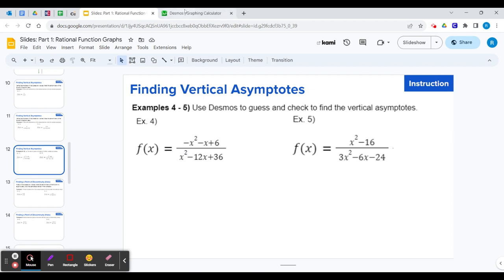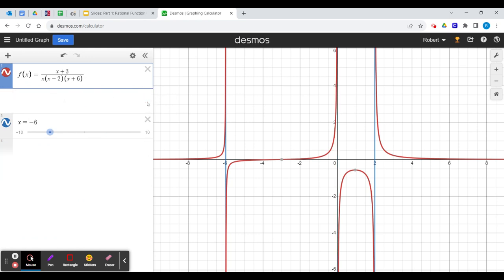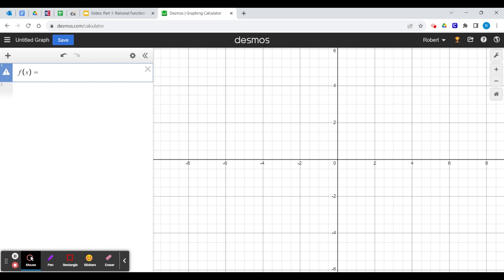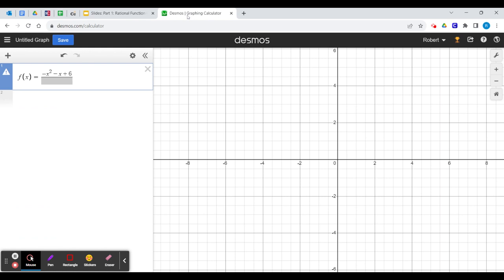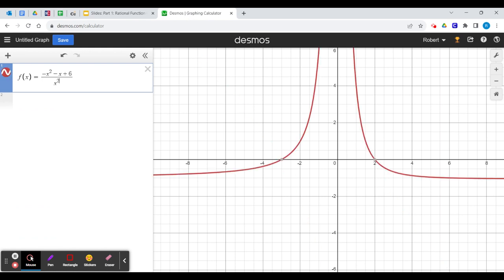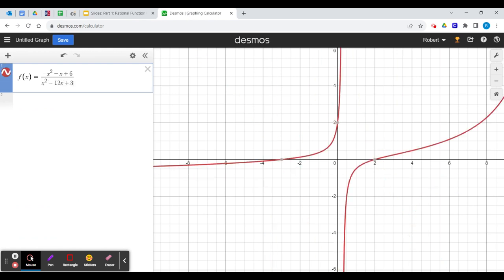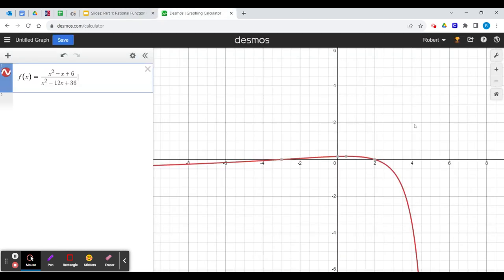So this first function, let's plug it in. There is a lot going on with it, but we just need to make sure we're paying attention to detail. We have our fraction. I'm going to set that up first. So negative x squared minus x plus 6 goes up top. And on bottom, we have x squared minus 12x plus 36.